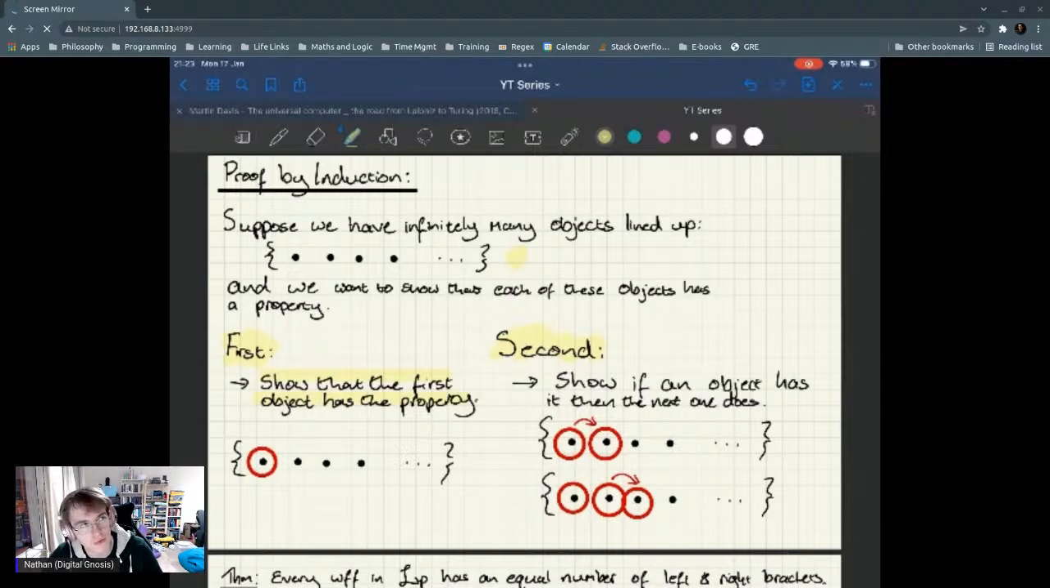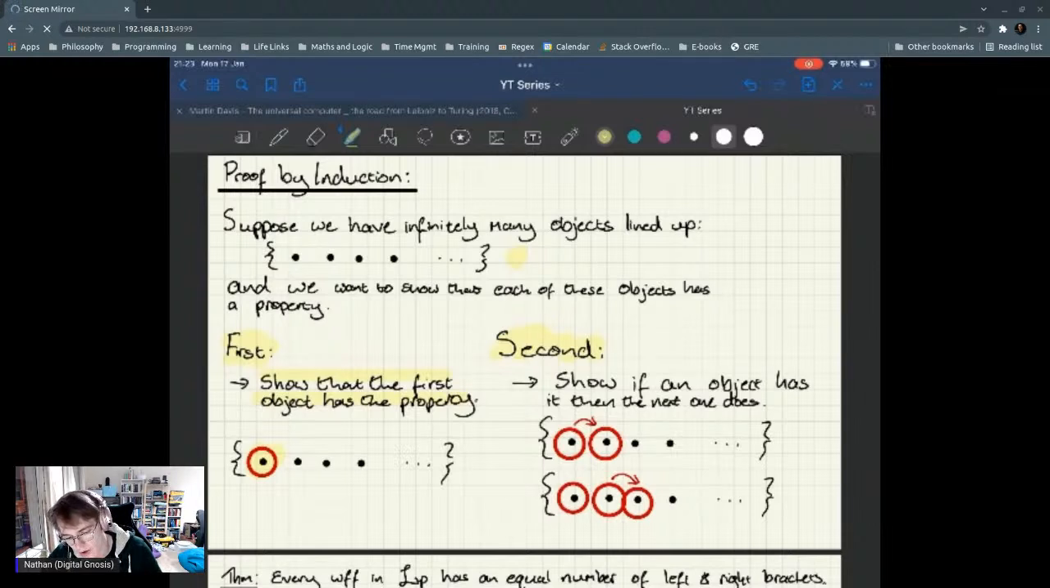People may be coming from a software or computer science background. You can think of this like in a recursive algorithm, like the smallest unit that gets bounced up through the function calls or something. But in this case, it's going to be our first little circle here. So we show that has the property, and it does. So we've circled it in red.